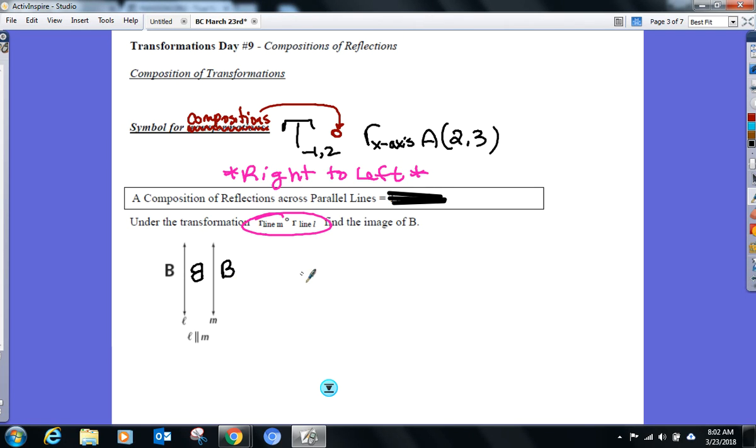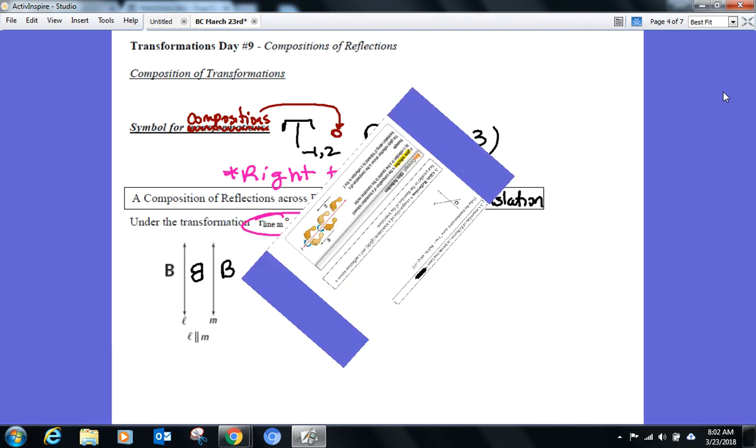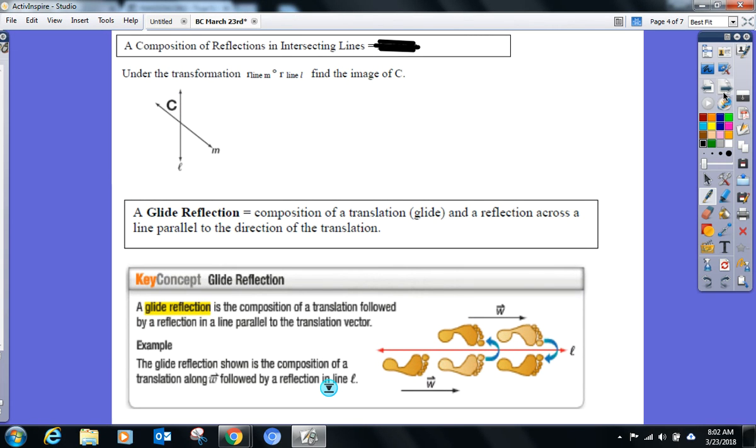All right, so that's what's going to go up here. A composition of reflections across parallel lines is a translation. When you reflect over 2 parallel lines, it is the same as translating. Will the lines always be parallel? No. What's the other option? They could be parallel or they could intersect. So let's take a look. What happens if they intersect each other?